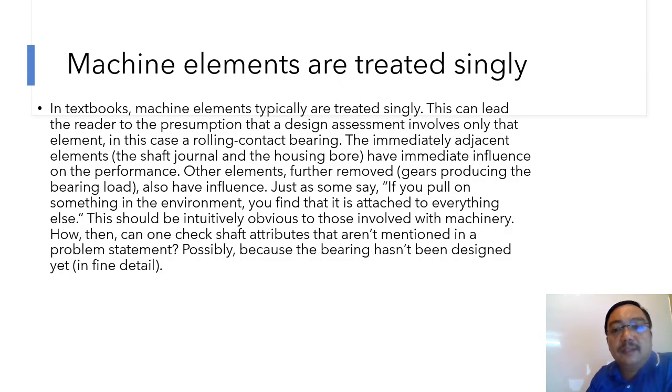Okay, machine elements are treated singly. In the textbook you can read all the explanation. What is meant by this? Because if you study other topics, let's say the shaft, you design the shaft and treat the shaft as a shaft itself. Also the gear, you treat the gear as the gear itself. You have the calculation for the gear, for the screw, for the bolt, for the spring. You have all the calculations individually.